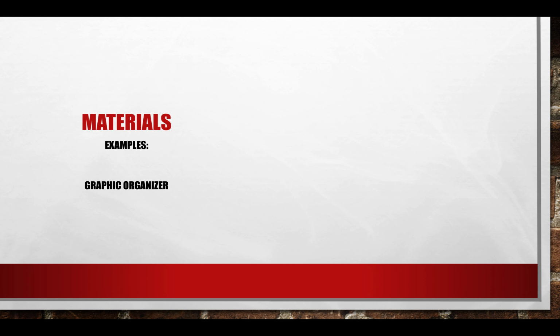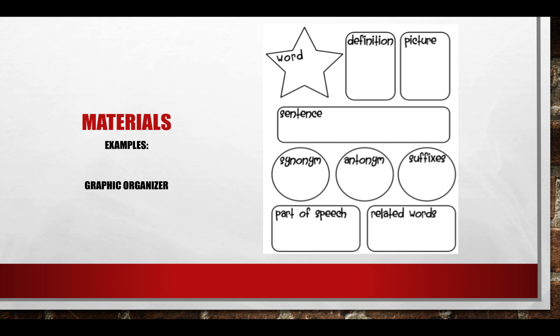So the first example is something called a graphic organizer. A graphic organizer is basically just a document that helps students lay out the information about a particular subject or content or concept in a way that's easy for them to see and understand. For this particular one that you're looking at now, it's about a particular word. So it gives the word, a space for the definition, and I can highlight these for you.